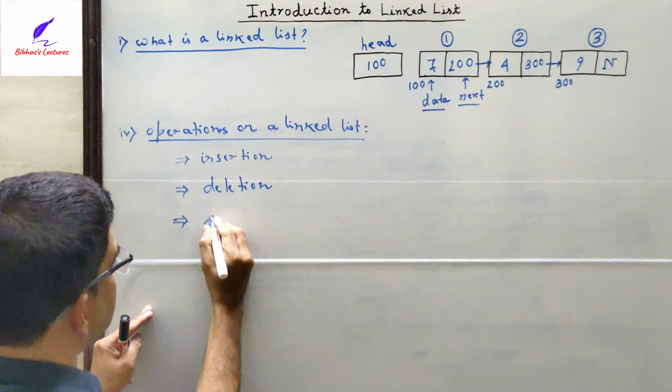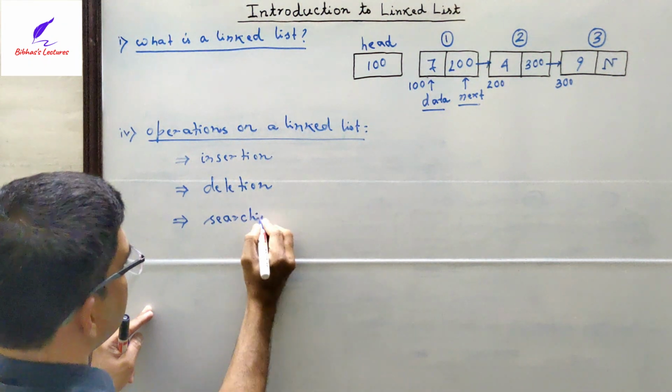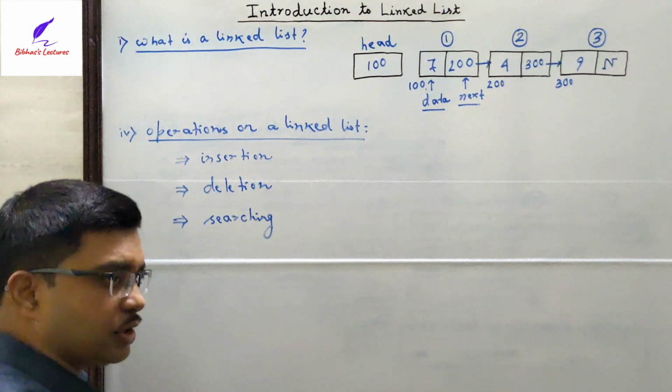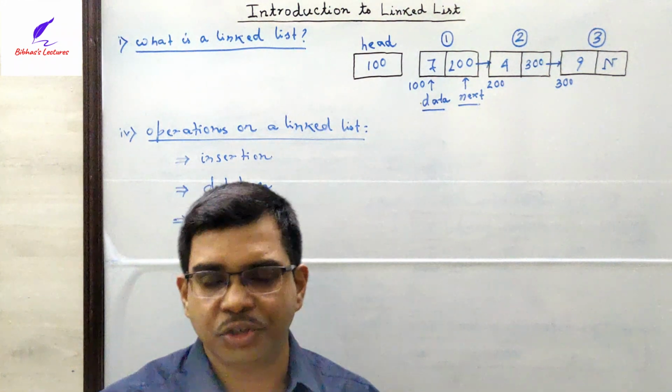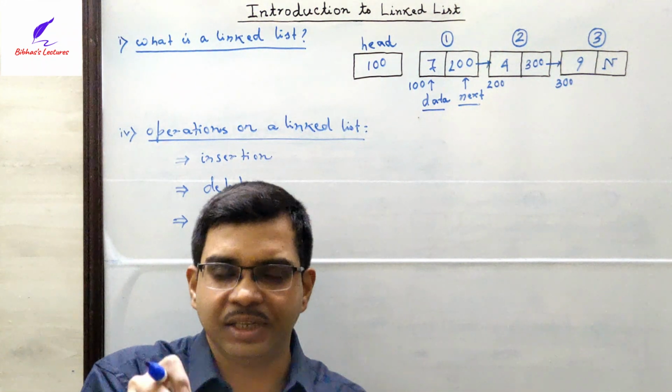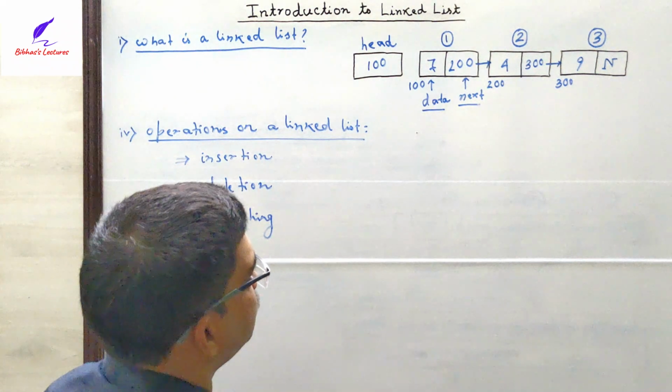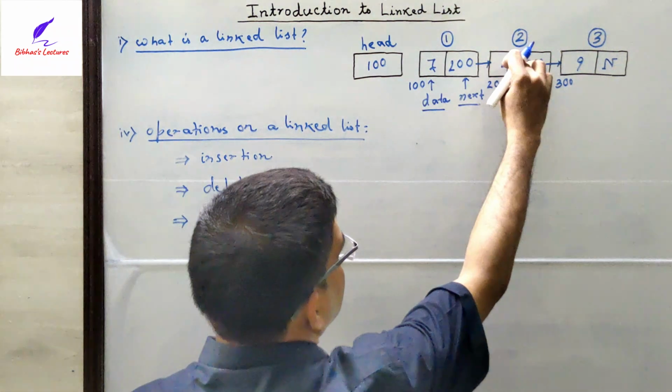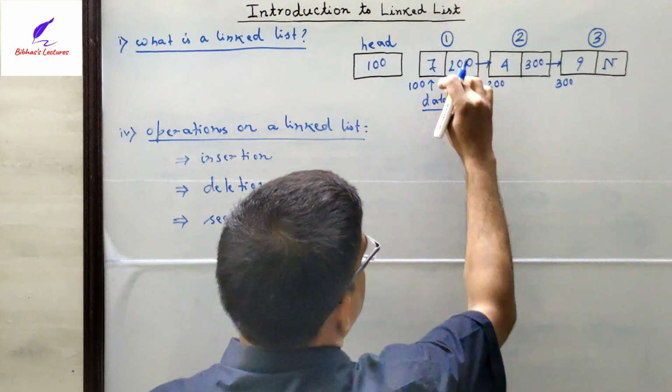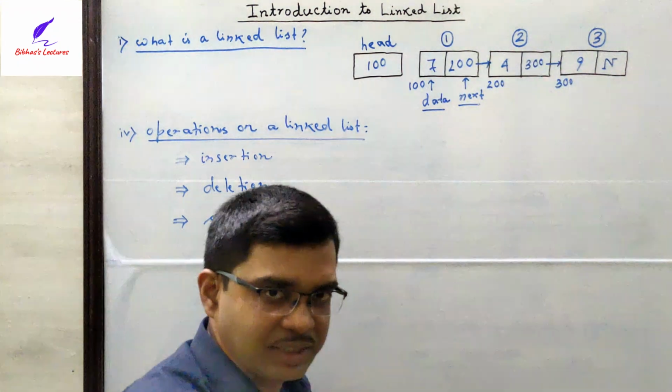The next operation is searching. From the name you can understand that the searching operation means we can search whether a particular element is present in the linked list or not. Which part do we have to check? Only the data part, because the data is actually present in the data part of the list. So we will check the data part.